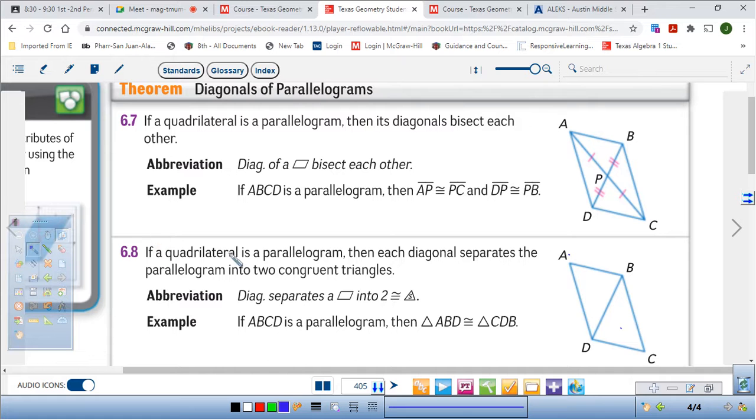But please make sure if a quadrilateral is a parallelogram, then each diagonal separates the parallelogram into 2 congruent triangles. Diagonal separates a parallelogram into 2 congruent triangles. I'll give you about 3-4 minutes to copy this one down, guys.